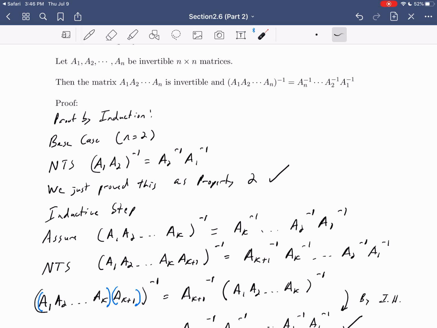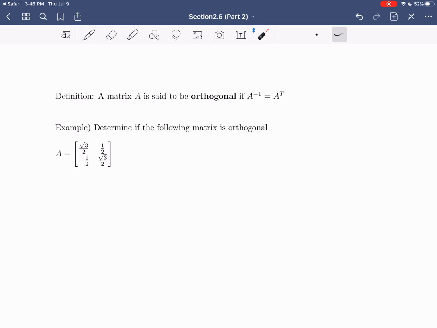The next thing we'd like to do is talk a little bit about a very special type of matrix that sort of relates this inverse with one of the very early matrix operations we discussed, the transpose. So we're going to give a definition here. A matrix A is said to be an orthogonal matrix if A inverse equals A transpose. So this is a very special subclass of matrices whose inverses are equivalent to their transposes.